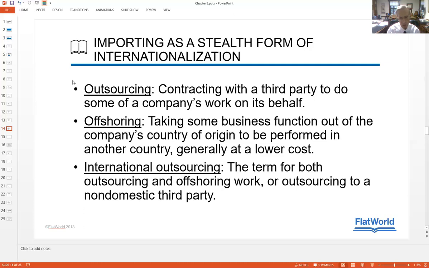By way of example, General Electric has developed some CAT scan products in other countries, particularly CAT scan machines that are used in China. And those products are developed closer to China.